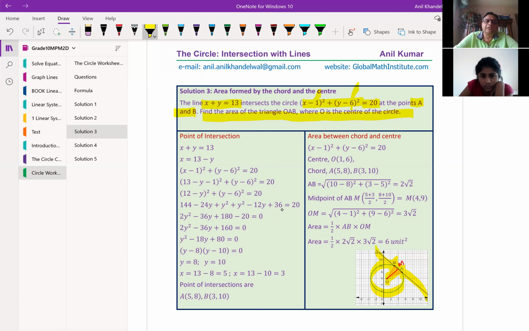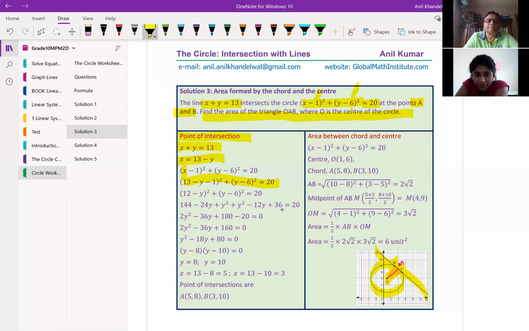So, Amy, can you explain this particular solution for question number 3? Yeah. So the first step is to find A and B. So those are the points of intersection. Since the line is given as x plus y equals 13, and the equation of the circle is given, we just need to sub in, so make x or y the subject, rearrange the formula. So in this case, we made x the subject, so it's 13 minus y. And we just sub that into the circle equation. So it would be 13 minus y minus 1 whole squared plus y minus 6 whole squared equals 20.